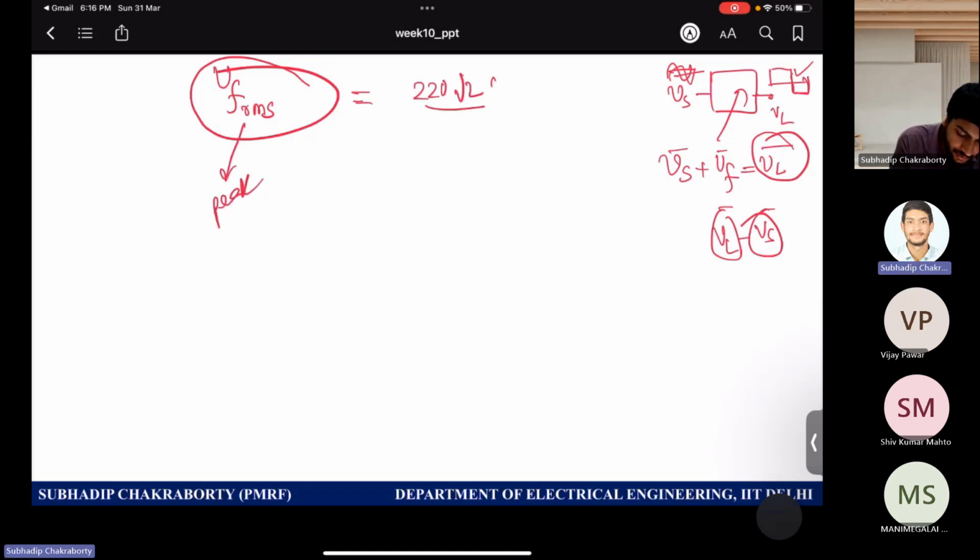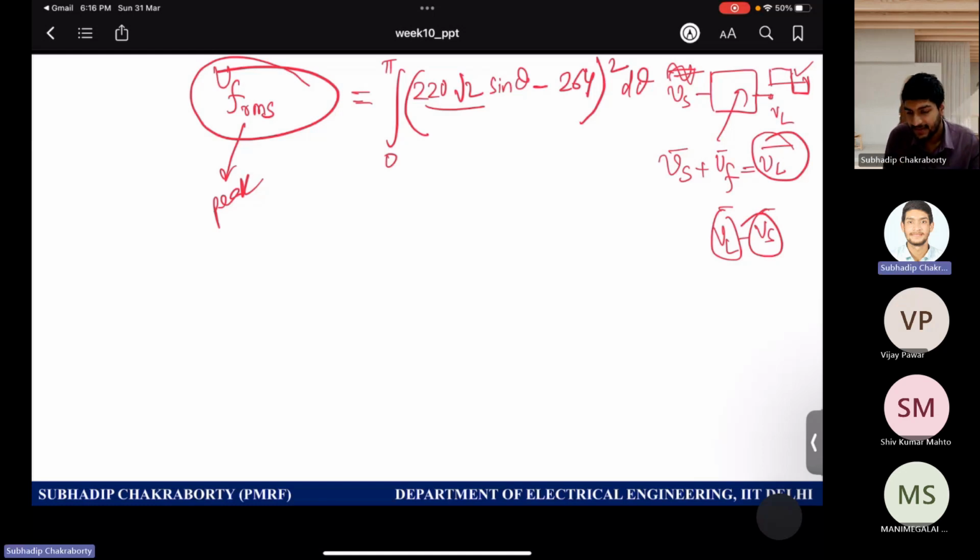So peak is 220 root 2 sine theta, and the difference with 264, you take the whole square, because when you square, 264 will be flat. So that's why 264, and d theta, and integration over half a cycle. Because over the other half cycle, one positive half and one negative half, whatever is happening in the positive half, a similar thing is happening in the negative half, because we are calculating the RMS value. So 1 over pi, whole root over, right?